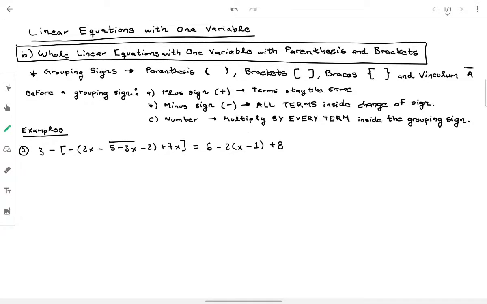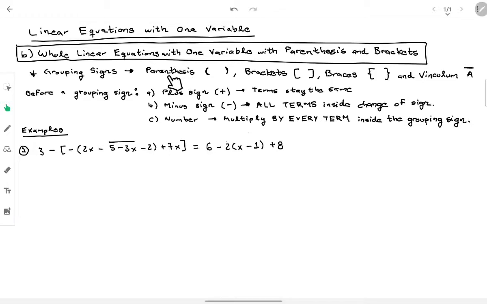So today's topic is going to be whole linear equations with one variable with parentheses and brackets. Today's topic can also be called whole linear equations with one variable and grouping signs. We have four different grouping signs. The grouping signs have specifically the same idea. They are used in the same kind of exercises.